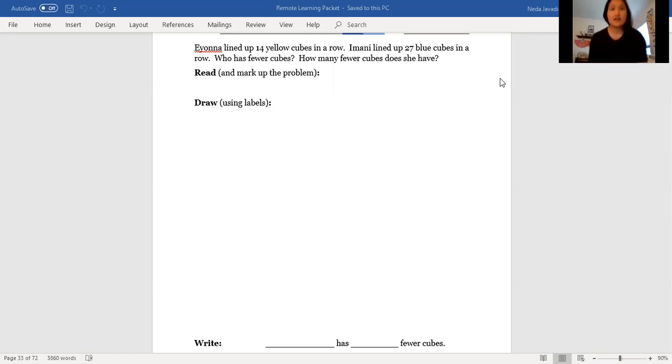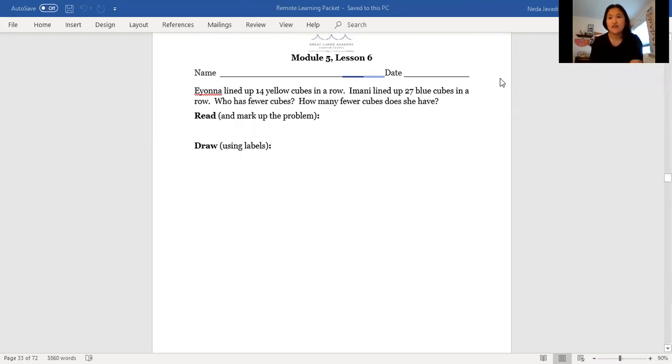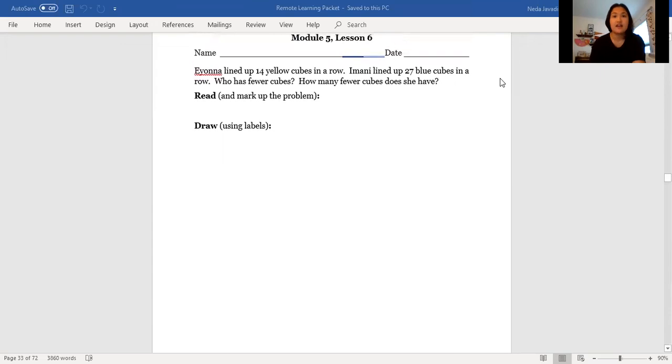Let's get started. We are looking at the problem. The page says Module 5, Lesson 6, and we're looking at the problem that starts with the word Iana. Let's read it together. Your voice is on, so is mine. Get ready, go. Iana lined up 14 cubes in a row. Imani lined up 27 blue cubes in a row. Who has fewer cubes? How many fewer cubes does she have?